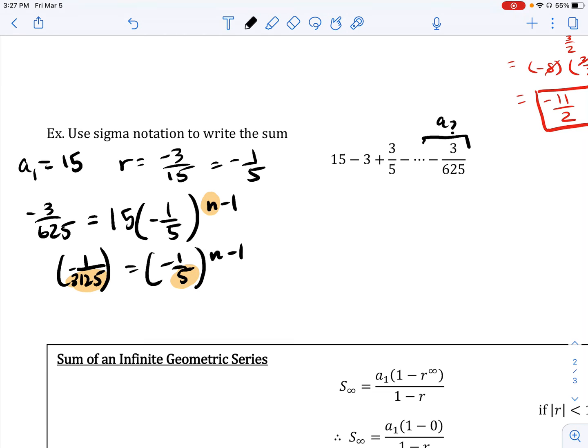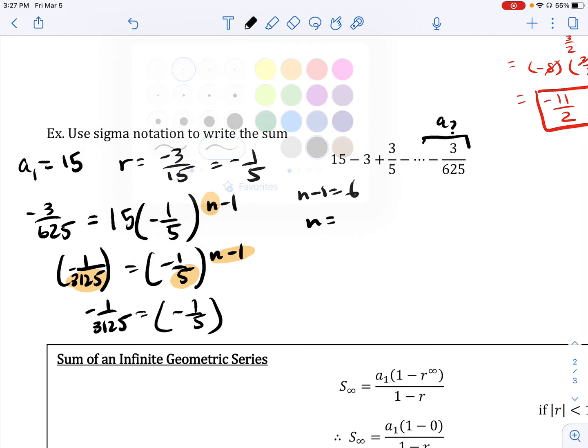But again, we're asking ourselves what n is. So in other words, what we know is the following. I know that negative 1/5 to the 6th power gives me negative 1 over 3125. But since I know the degrees have to be the same, I can say that n minus 1 is equal to 6. I apologize, this one back here should be 5. I wrote 6. I got a little ahead of myself. So since I know that n minus 1 has to be equal to 5, I can say n is equal to 6.